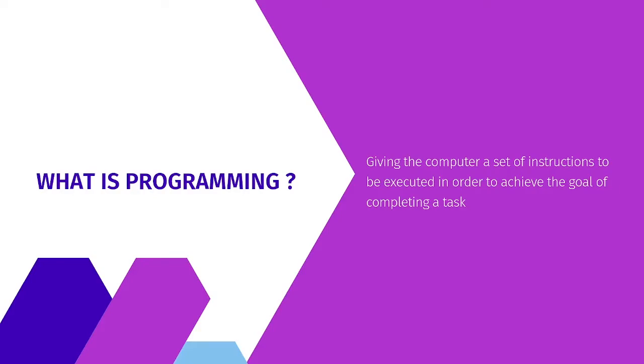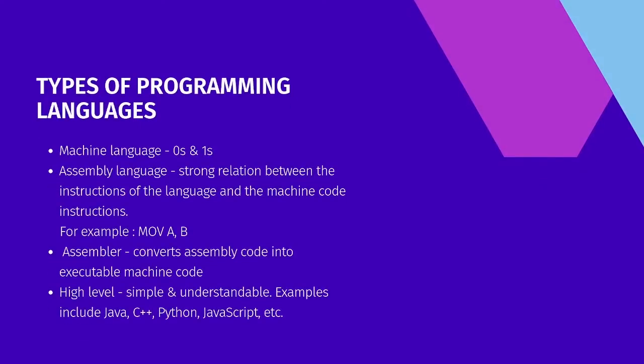So with that being said, let's move on to the types of programming languages, or more specifically, types of programming languages based on the way in which we communicate with computers. Computers can only understand binary code, that is zeros and ones, which is also known as machine code. But humans can't understand machine code. Therefore, programming languages are used as a medium to communicate with computers. Now let's talk about the types of languages in detail.